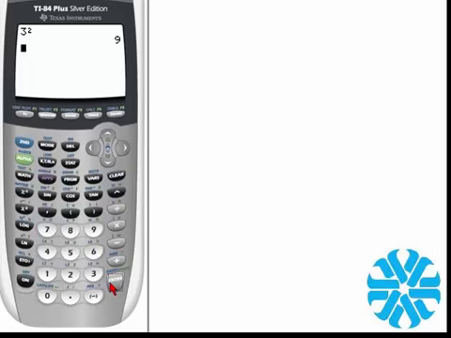Now let's look at a common error. We will compute the opposite of 3 squared. So let's take the opposite of, and then 3 raised to the second power. And let's see what we get. We hit enter, and we get -9.